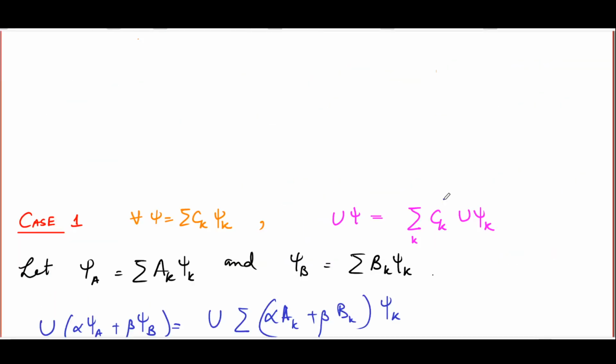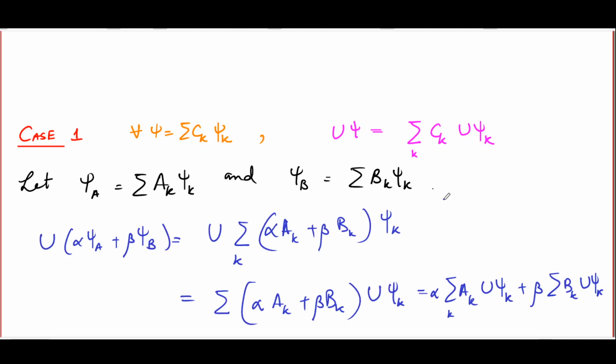To wrap up now, we have two cases. One in which for all psi of the form sum over K CK psi K, U psi is of the form sum over K CK U psi K. Now, it's sort of obvious that such an operator is linear, but to show that explicitly, all we do is take two wave functions psi A and psi B with coefficients AK and BK respectively, and apply U on alpha psi A plus beta psi B, where alpha and beta are two numbers. Of course, alpha psi A plus beta psi B can be expanded in terms of psi K, and the expansion is trivial. It's sum over K, alpha AK plus beta BK psi K.